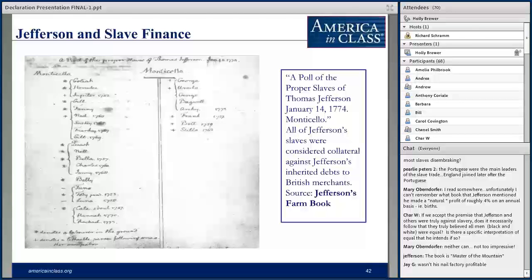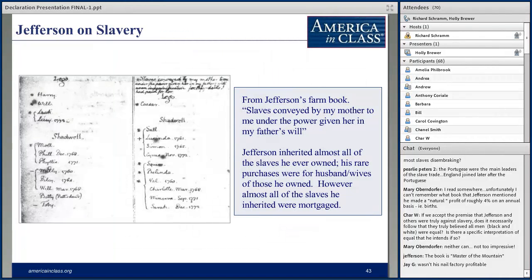Right. Okay. So I want to just show you really quickly another page from Jefferson's farm book. Again, slaves he inherited, and it says, slaves conveyed to my mother, to me under the power given her in my father's will. And I just want to point out, Jefferson inherited almost all of the slaves he ever owned. His rare purchases were for husbands and wives of those he owned. However, almost all the slaves he inherited were mortgaged, and we're going to talk about what that means.